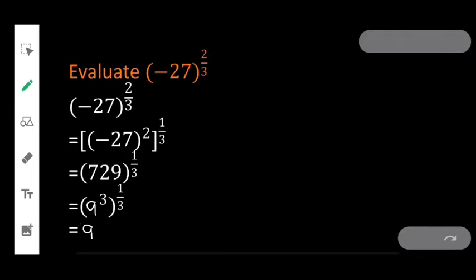Clear? Next example, evaluate minus 27 to the power 2 by 3.